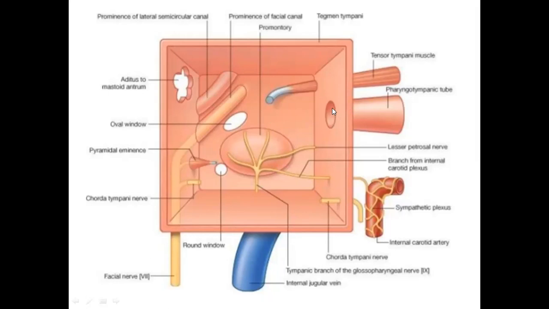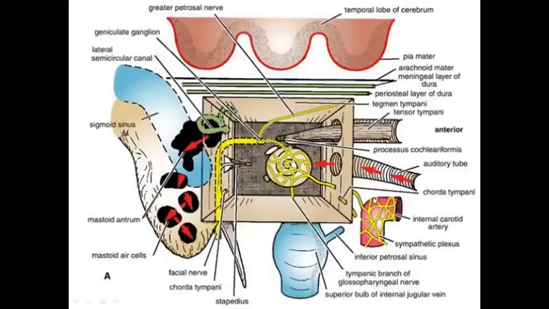It infects the nasopharynx. It infects the middle cranial fossa, meaning the temporal lobe and the meninges of the temporal lobe. So this is how the infection can transmit, and this is the posterior semicircular canal. We'll move forward. This is an anterior canal. This is the internal carotid artery. This is the pharyngotympanic tube. This is the tensor tympani muscle.